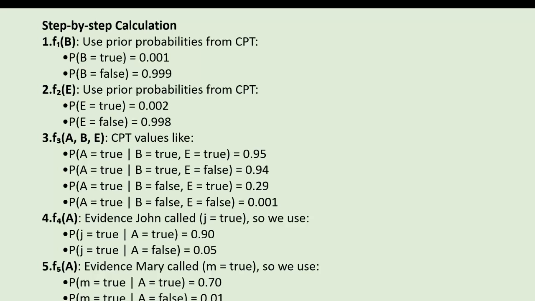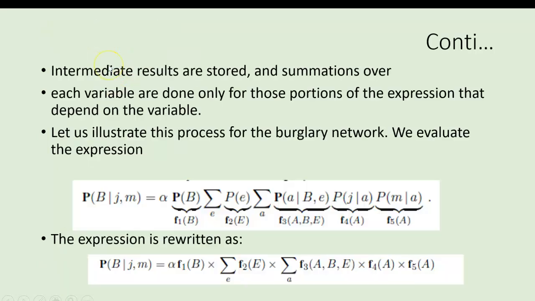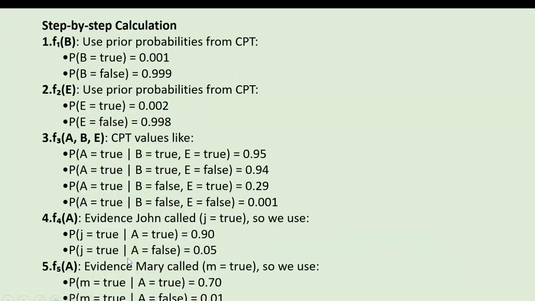Then I substitute all the values. For F1 of B, which is the probability of burglary, it will take both values, true and false. So I'm going to find the value for burglary true and burglary false. In case burglary equals true, the value was 0.001. From the question I have taken these values. Burglary equal to false is 0.99999. And then F2 of E, where E is earthquake: this is the value for earthquake true, and this is the value if it is false.